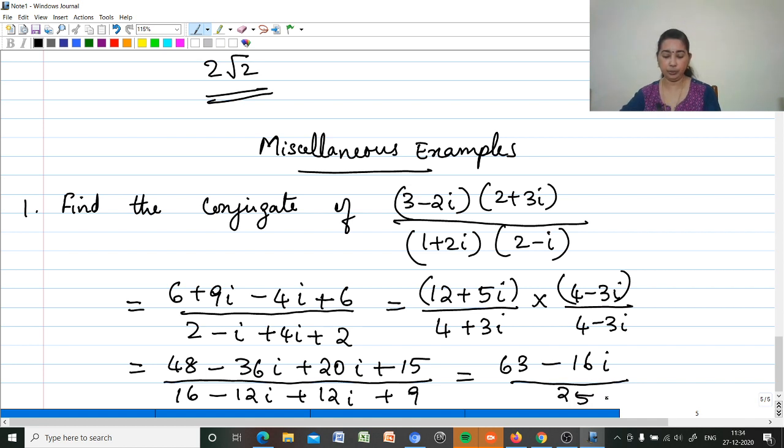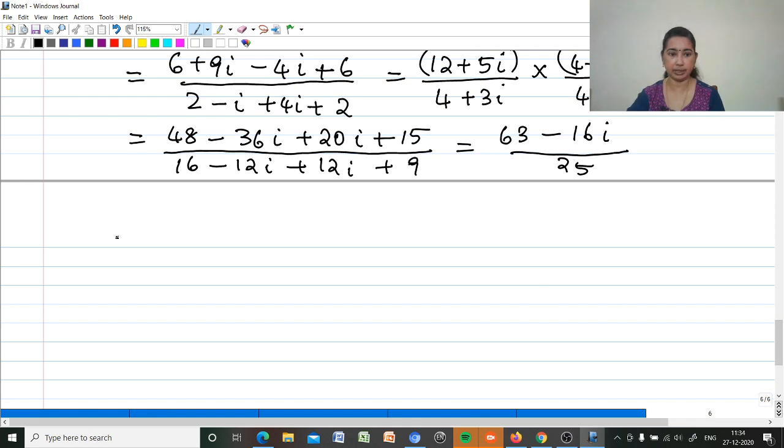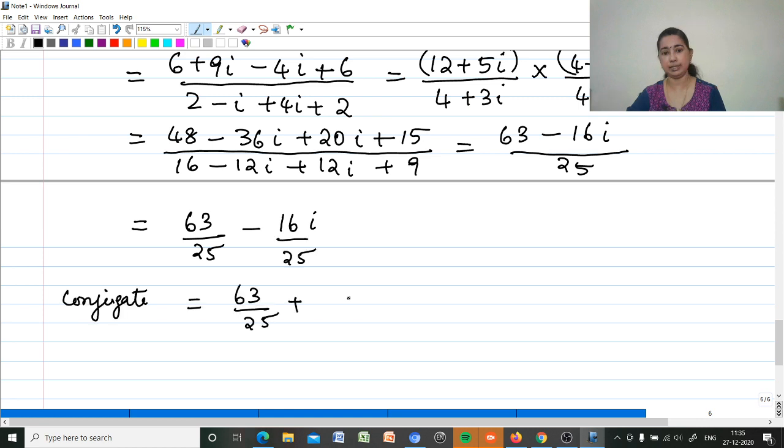25. Now it is in the complex number form, that is the complex number is 63 by 25 minus 16i by 25. Now we have to find the conjugate. It's asked for the conjugate. So conjugate is equal to 63 by 25 plus 16 by 25 into i. Next one.